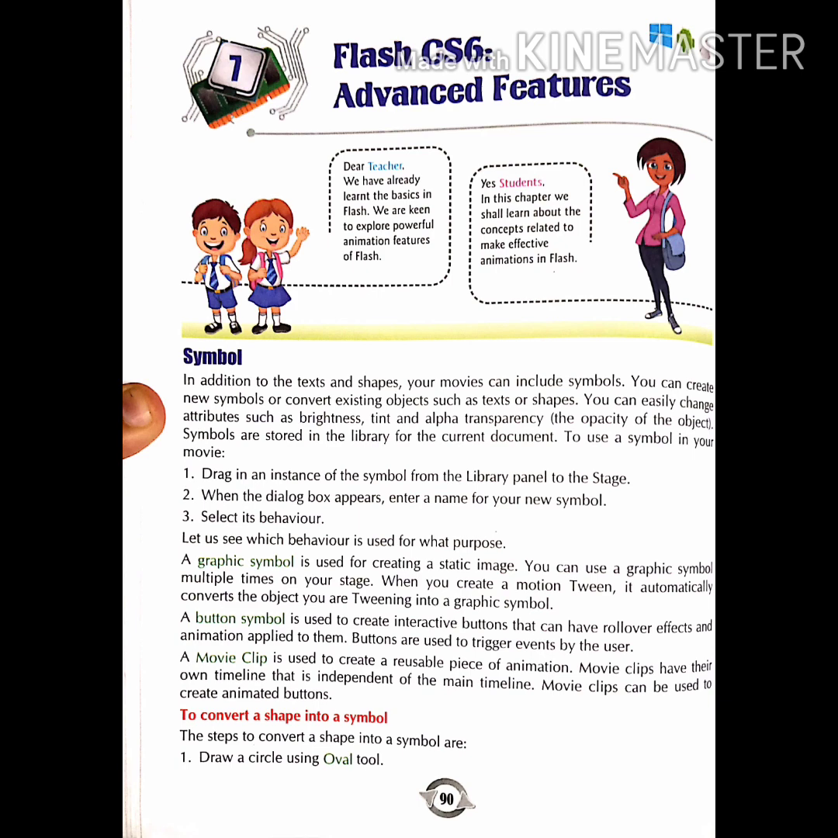Graphic symbol. A graphic symbol is used for creating a static image. You can use a graphic symbol multiple times on your stage. Button symbol. A button symbol is used to create interactive buttons that can have rollover effects and animation applied to them. Movie clip. A movie clip is used to create a reusable piece of animation. Movie clips have their own timeline that is independent of the main timeline. Movie clips can be used to create animated buttons.